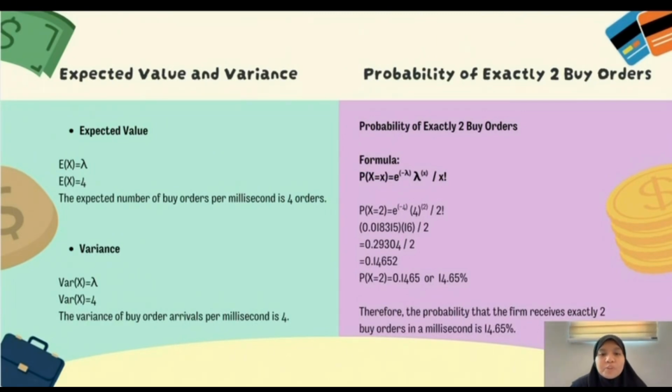or 14.65%. In conclusion, the expected value is 4, the variance is 4, and the probability of receiving exactly 2 buy orders in a millisecond is 14.65%.